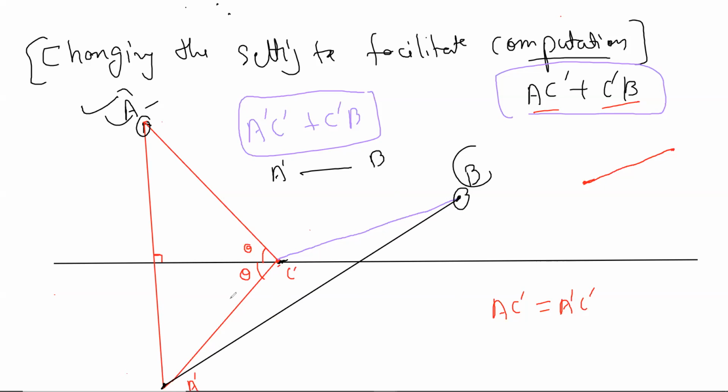Because, as I showed, for any path I take from A prime to the river and then to B, that would be the same as going from A to this point to B, because of the reflection property. Again, this black line and this black line till here would have the same length. Okay, but let's look at it more as a revealing thing.